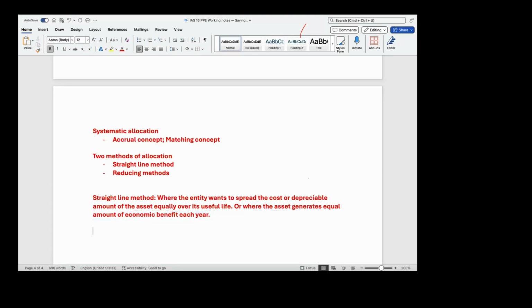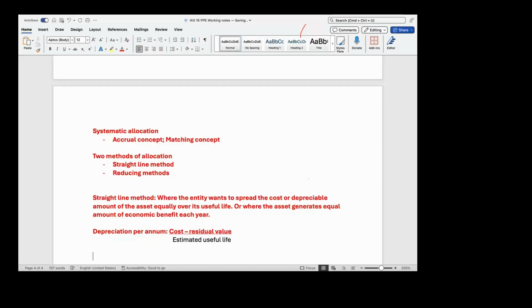And when you are using the straight line method, in order to ensure that you get the same amount of depreciation that you put to P&L every year, all you simply do is take the cost minus the residual value, which gives you the depreciable amount. You just divide it by the estimated useful life. Whatever you get is your depreciation every year, in year 1, in year 2, in year 3. It will be equal.